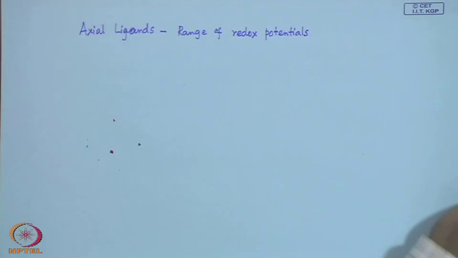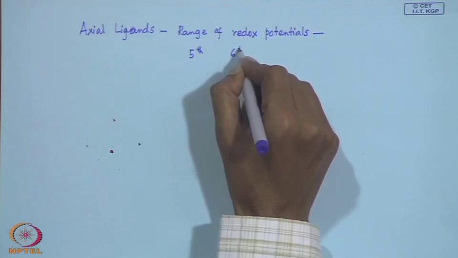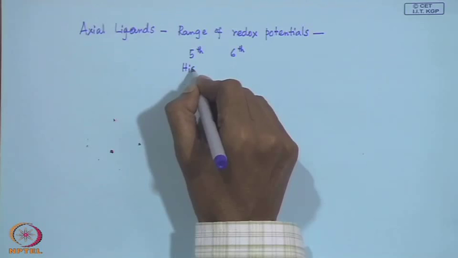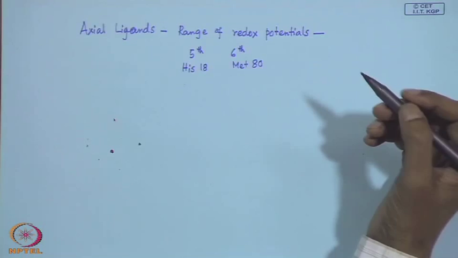So, the binding of these two groups, that means the binding from the fifth side as well as the sixth side, which one is your histidine 18 and methionine 80? These two you should remember nicely. So, these two groups basically control our redox potential.